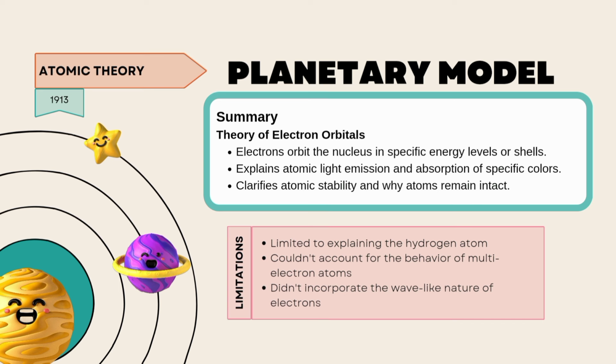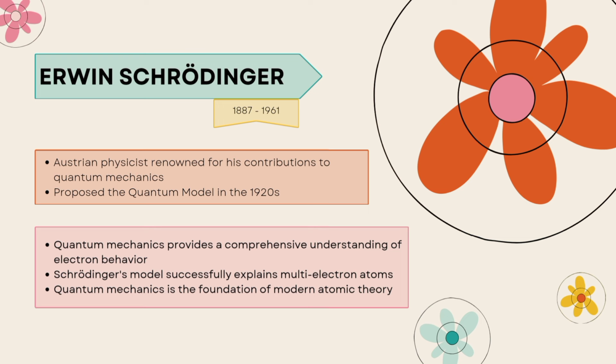Erwin Schrödinger, Austrian physicist renowned for his contributions to quantum mechanics. Proposed the quantum model in the 1920s. Quantum mechanics provides a comprehensive understanding of electron behavior. Schrödinger's model successfully explains multi-electron atoms. Quantum mechanics is the foundation of modern atomic theory.